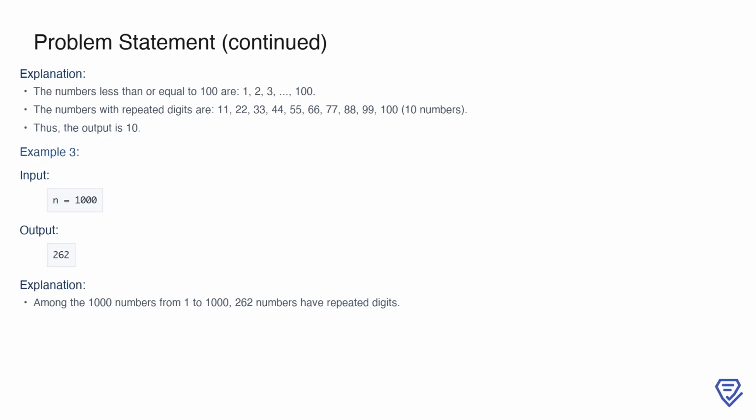When n is 1000, our range expands to include all numbers from 1 to 1000. In this case, there are 262 numbers that have repeated digits. These include examples like 11, 22, 333, or even numbers like 1000 where the repeated digit is the 0. This emphasizes that as n grows larger, the number of numbers with repeated digits increases significantly, making it crucial to find efficient ways to compute this without checking every number individually.